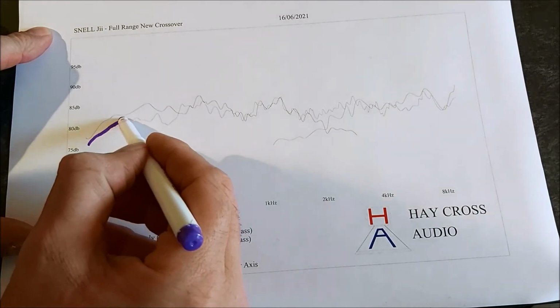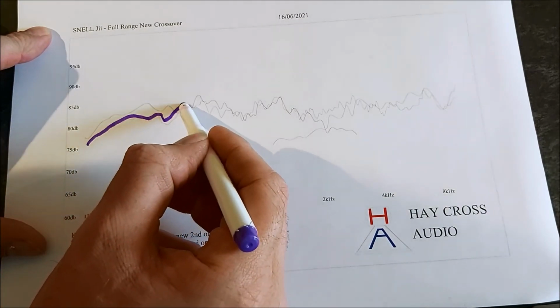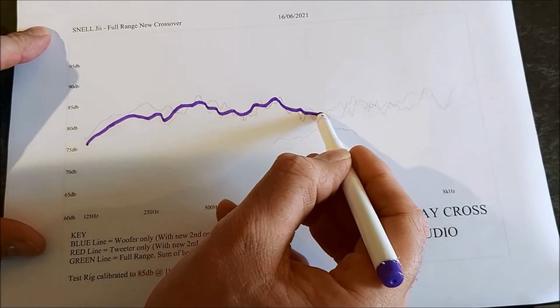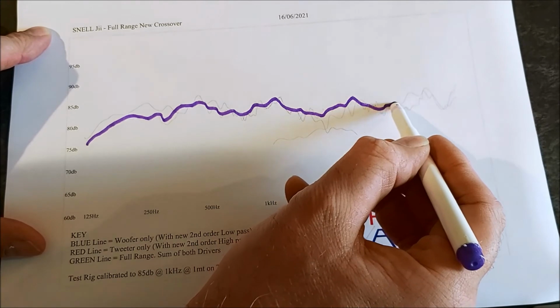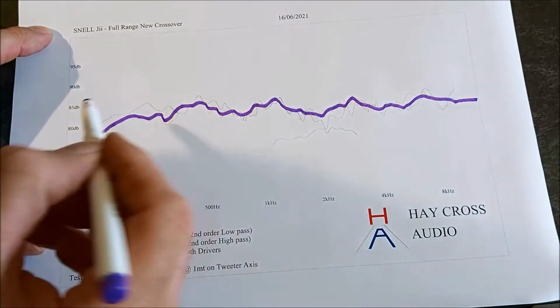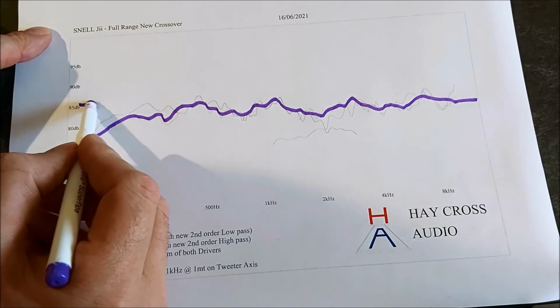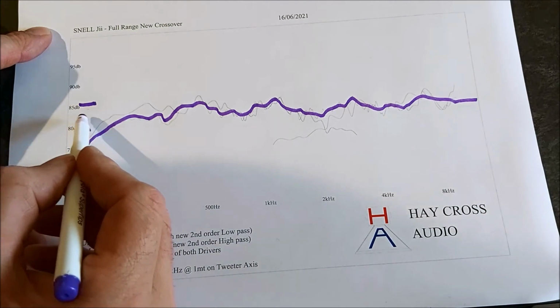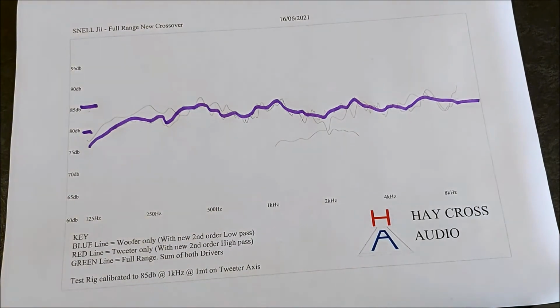This green line is our frequency response of the speaker as a whole. There we go. Here we've got 85 dB and here we've got 80. So putting a ruler through that, we are kind of reasonably flat, plus minus 2 dB, 2.5 dB, and I'm really pleased with that.